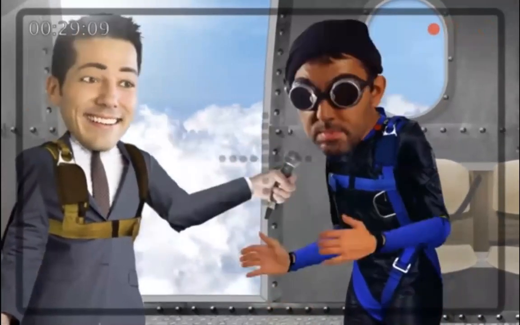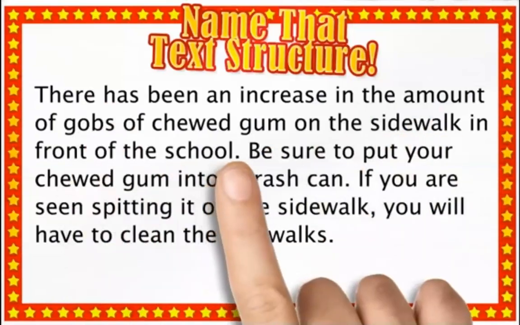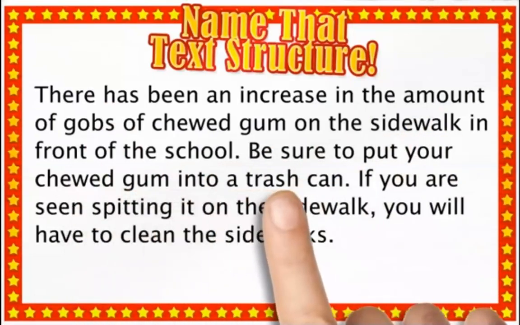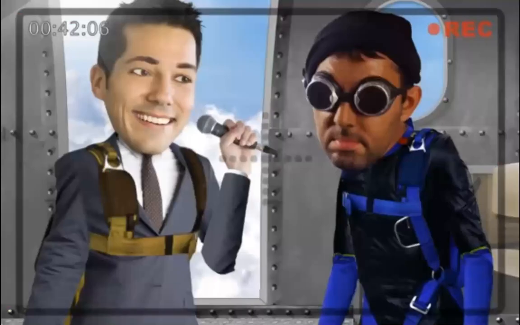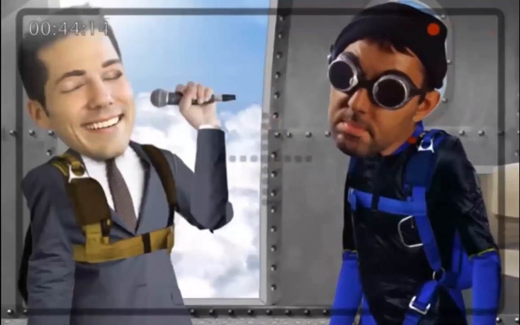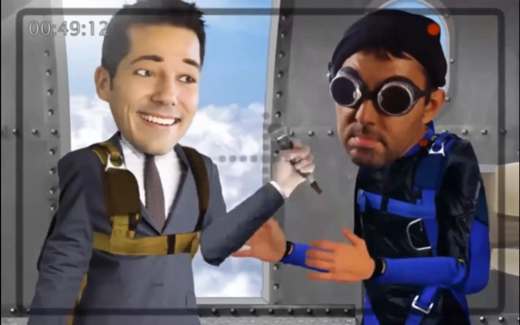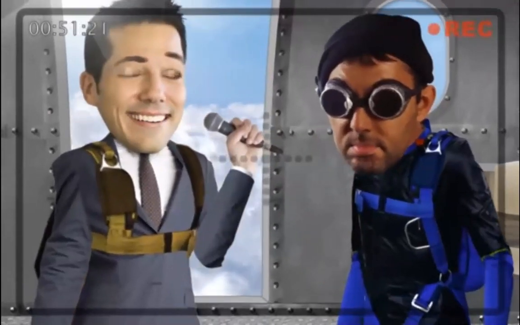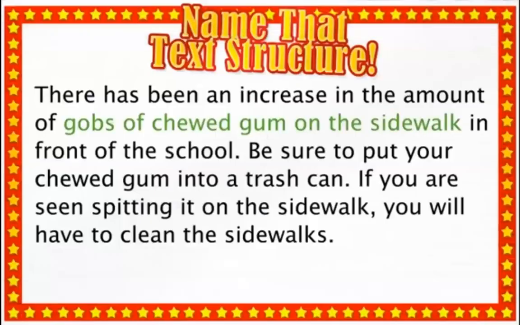But what? There has been an increase in the amount of gobs of chewed gum on the sidewalk in front of the school. Be sure to put your chewed gum into a trash can. If you are seen spitting it on the sidewalk, you will have to clean the sidewalks. Okay, sir, can you name that text structure? That's definitely problem and solution. And why do you think it's problem and solution? The passage starts out defining a problem. Gobs of chewed up gum on the sidewalk. But then it offers a clear solution. Put your chewed gum in the trash.